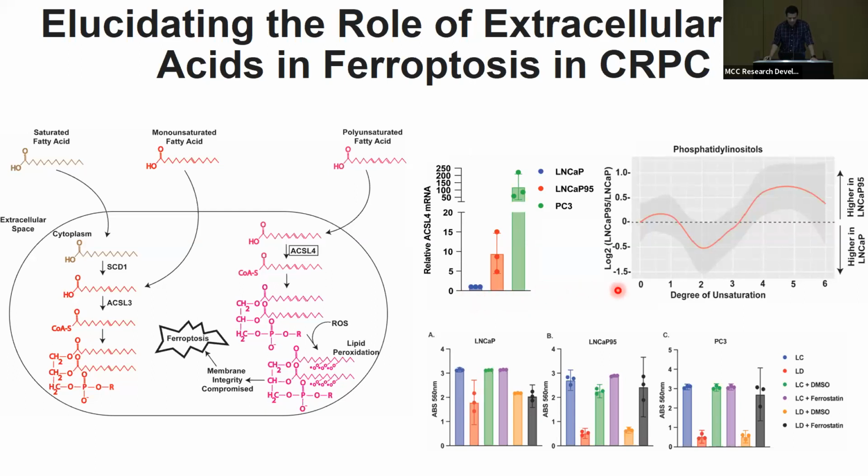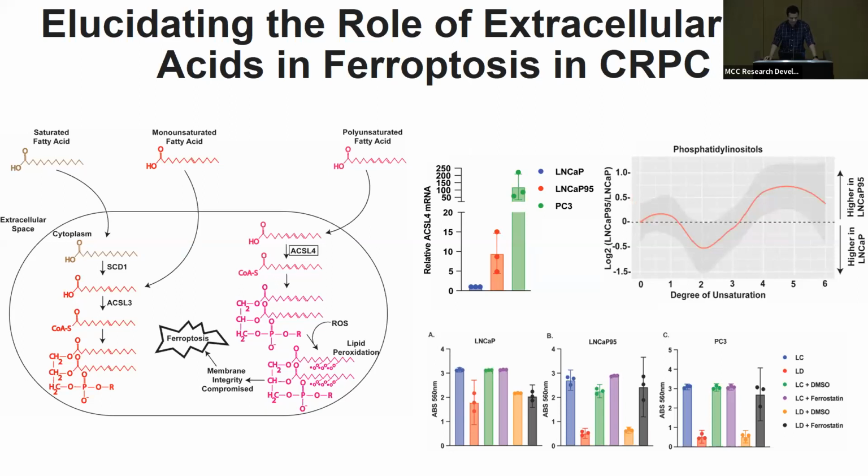Additionally, using mass spectrometry, we evaluated the content of polyunsaturated fatty acids in LNCaP and LNCaP95, and we observed that LNCaP95, the CRPC model, contains more polyunsaturated fatty acids than the LNCaP model. And these two things put CRPC models in a more susceptible space for ferroptosis to occur in them.